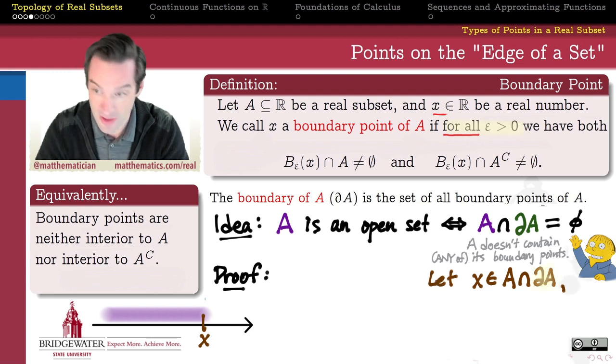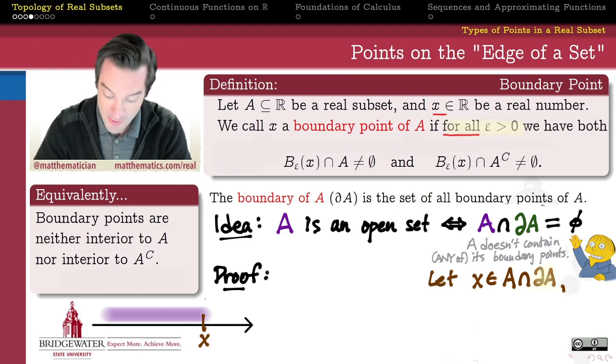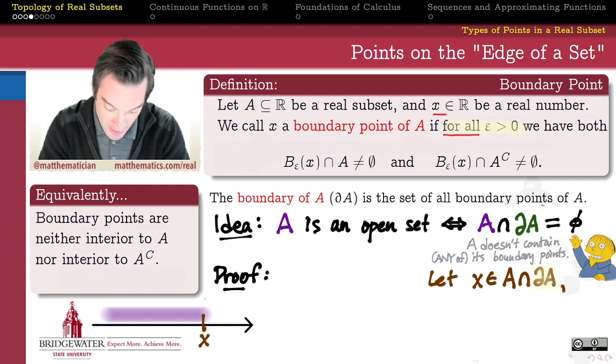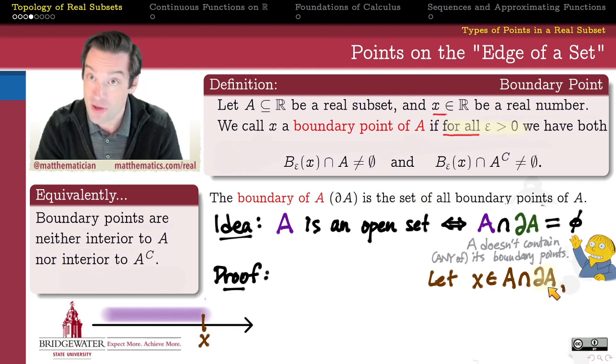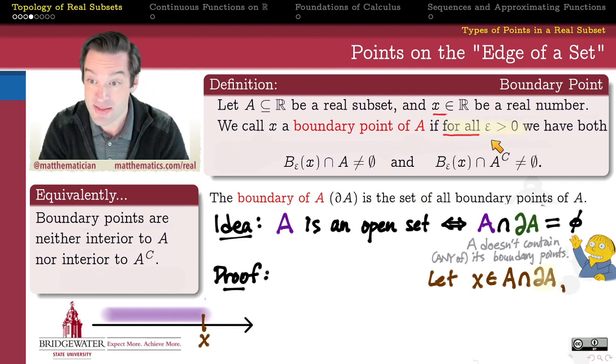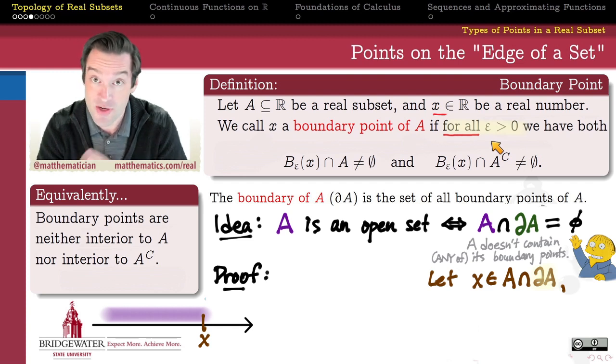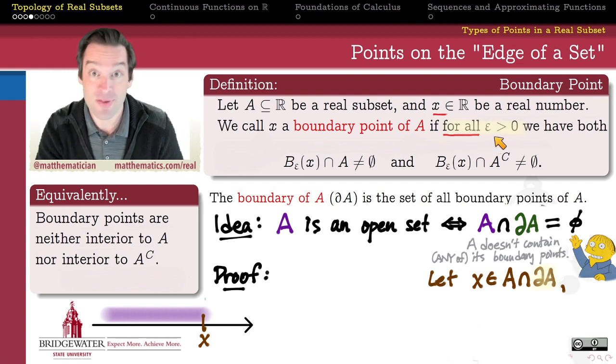So here's my diagram. Let's let X be a point of A, which is also a boundary point of A. And because we know that X is a boundary point of A by assumption, it satisfies this definition of boundary point. And this definition of boundary point is universal in epsilon. So that means that we can be supplied with an epsilon greater than 0.